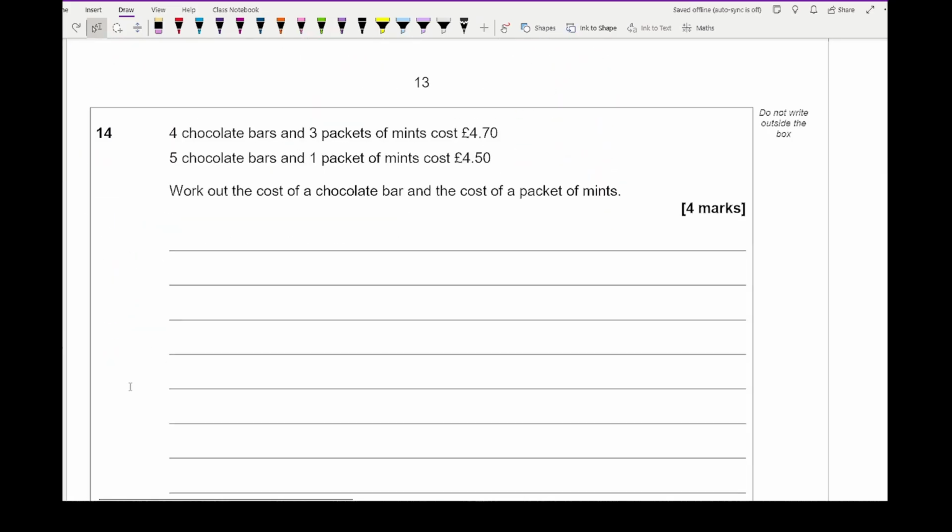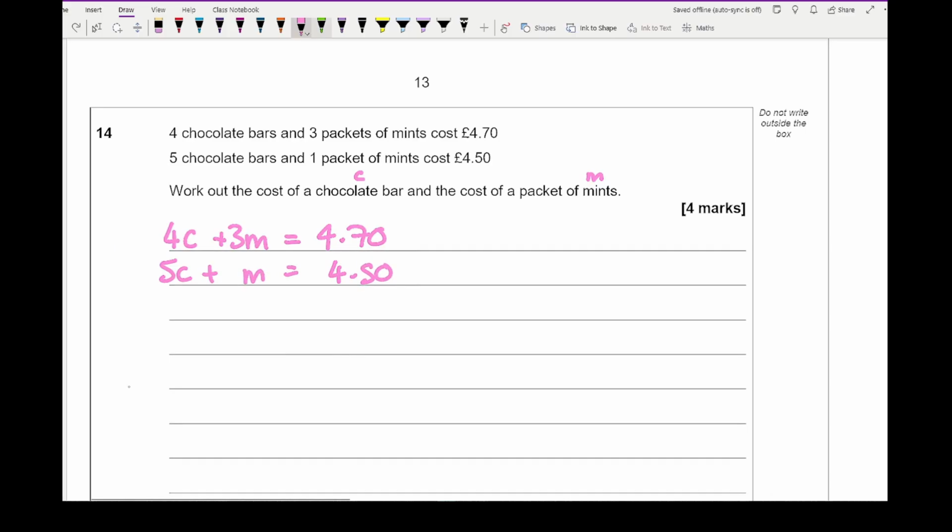Then moving on to question 14, it says 4 chocolate bars and 3 packets of mints cost £4.70. 5 chocolate bars and 1 packet of mints cost £4.50. Work out the cost of a chocolate bar and the cost of a packet of mints. If you've not recognised, this one is a simultaneous equation question. I'm going to call the cost of a chocolate bar C, and the packet of mints M. So we've got 4C plus 3M equals £4.70, and 5C plus 1M equals £4.50.